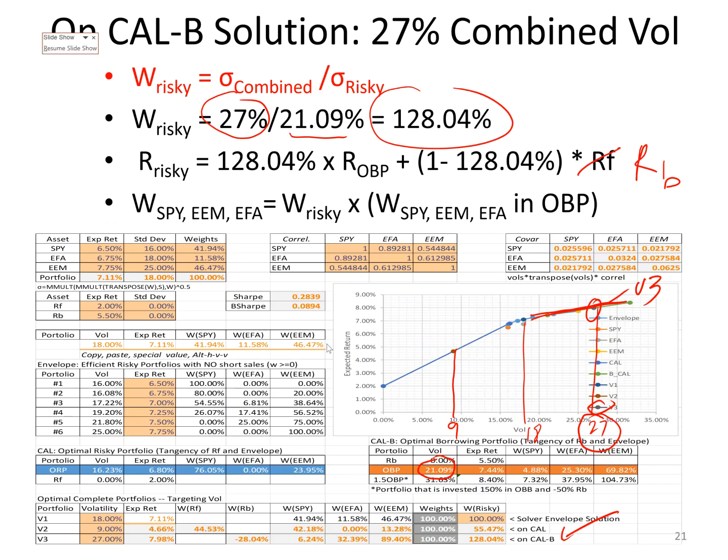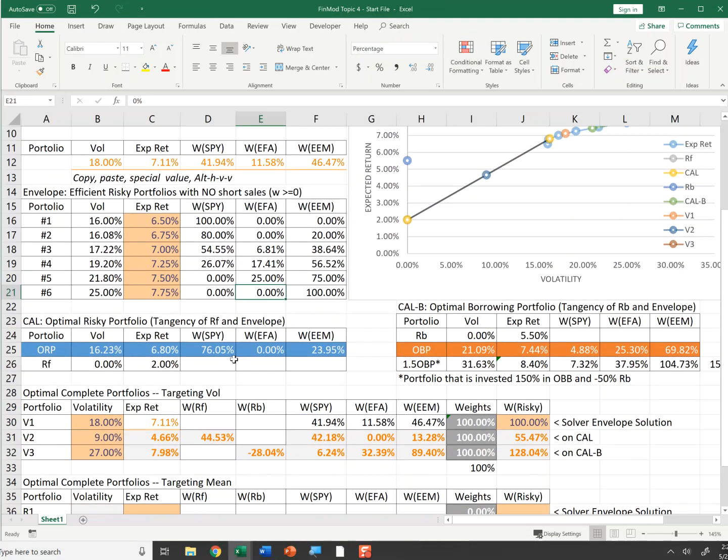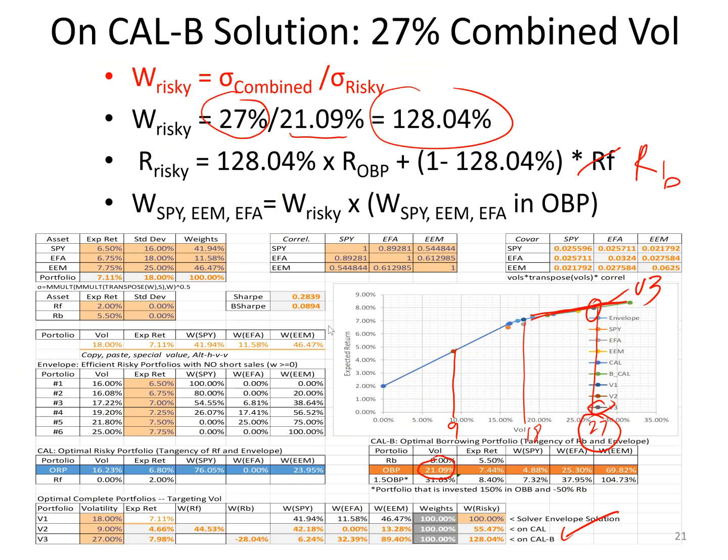Now again, let's talk about how to construct that portfolio. If your client wants 27% volatility, you'll tell them to borrow $28. All right, so again, assume your client has $100. They're going to borrow $28 at 5.5%. Now they have $128. They're going to put 89 into EMA, 32 into EFA, and 6 into SPY. And that's how you build the optimal complete or combined 27% vol portfolio.